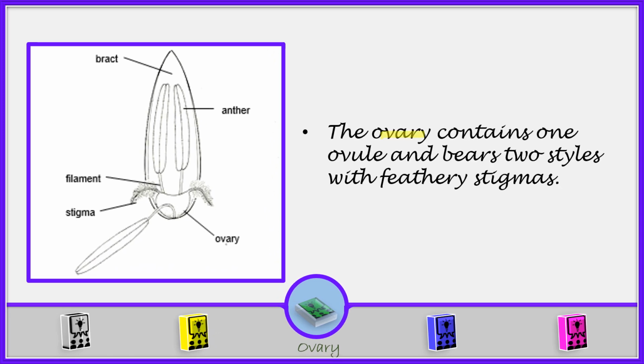The ovary contains one ovule and bears two styles with feathery stigma. That is the ovary. So when you look at the bottom here, you are going to see this inside the part here. This is our ovary. It has got one ovule. But we are saying that it has two styles with feathery stigma.